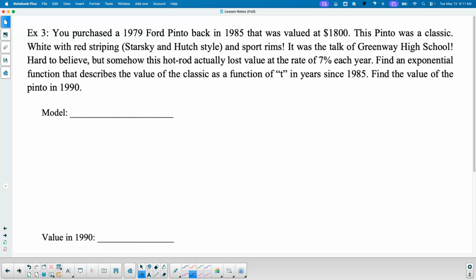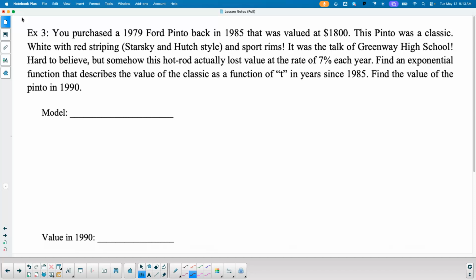So, you purchased a 1979 Ford Pinto back in 1985. So you purchased this rockin' car back in 1985 at a value of $1,800.